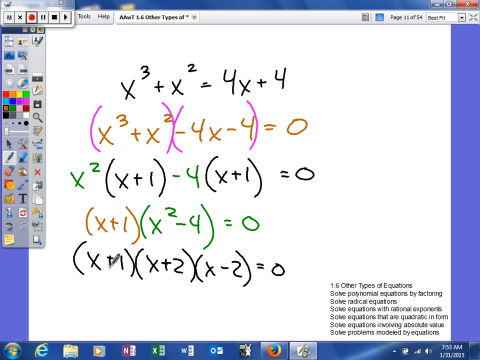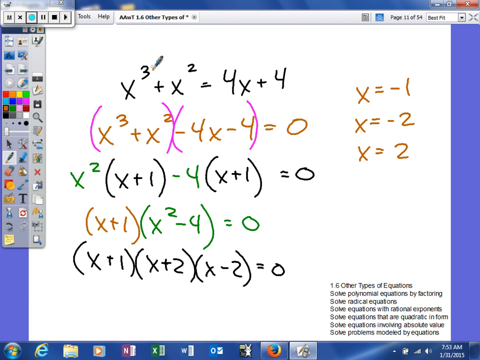When I set this equal to 0, I will get negative 1. When I set this equal to 0, I get negative 2. And then when I set this equal to 0, I'm going to get a positive 2. So as you can see, I found 3 solutions. The degree of my polynomial was 3, so therefore I found each one.